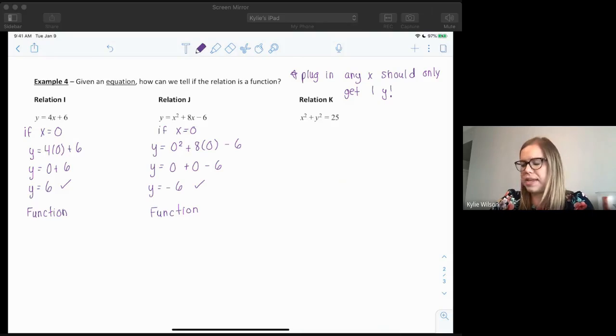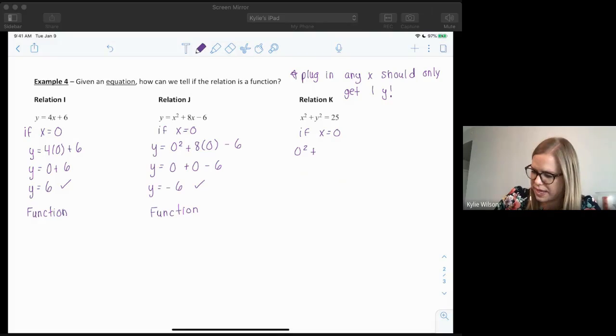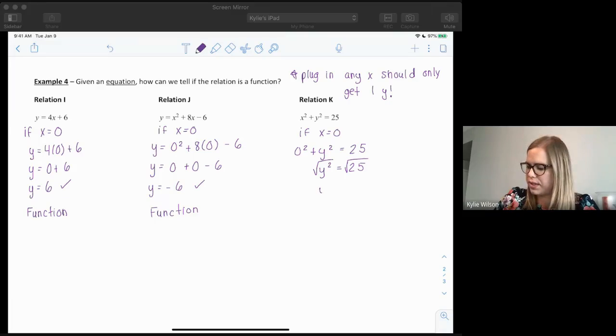Okay, so now let's look at relation K. And again, I'm going to sub in x equals 0. If you want to sub in something different, not a problem. So I'm just going to rewrite it with my x's as zeros, and I'm just going to simplify and solve for y. So 0 squared is just 0. 12y squared equals 25. But that's y squared, and I just want y. So I'm going to square root this one and square root this. So that will give me y equals plus or minus 5.